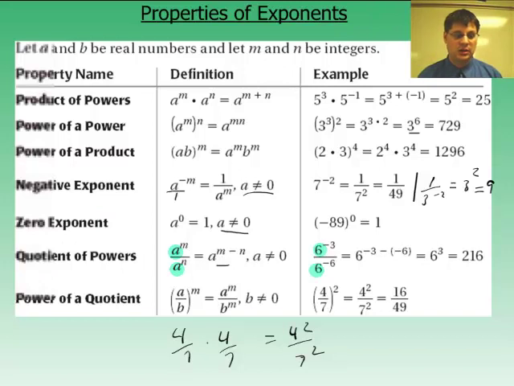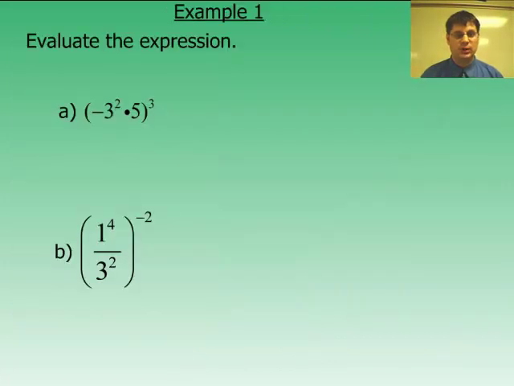So let's put these to work. I want to evaluate this expression: negative 3 squared times 5, and then it's all cubed. One thing I want you to understand about evaluating these exponents and using these properties is that there's no one set way of doing it. You can start with one thing or another. It doesn't matter as long as you're following the rules. As long as you're using the properties, you'll get the same answer regardless.